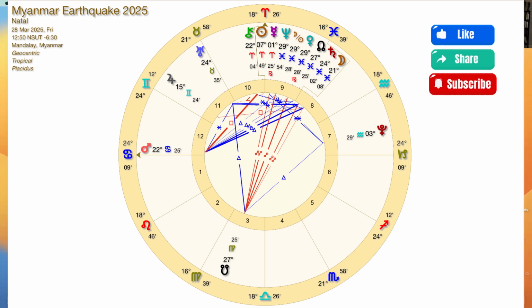For example, for this earthquake, we spot that Mars is right on the ascendant. It tells us it's kind of fiery. It tells us it's bloody and it's shocking.